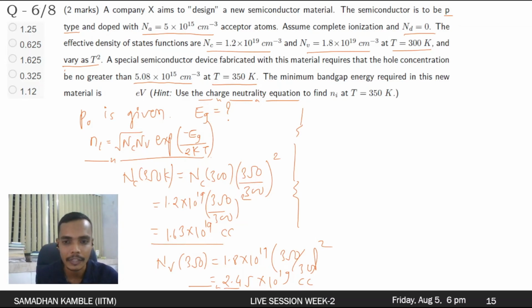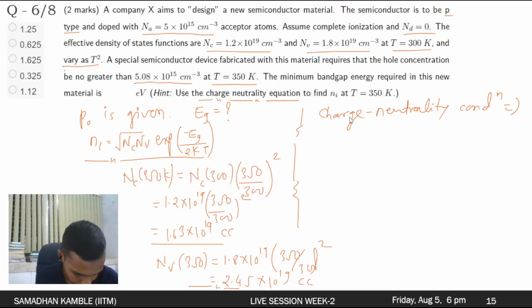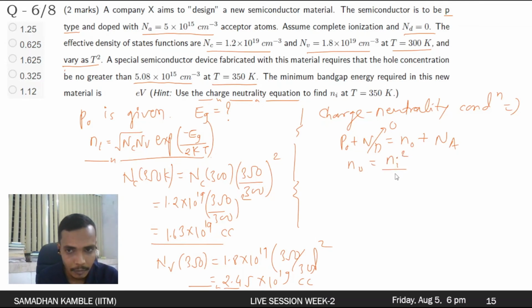So we then have the charge neutrality condition as P0 plus Nd is equal to N0 plus Na. Here Nd is going to be 0, and also we know that N0 is equal to Ni square by P0, because N0 P0 is equal to Ni square is our mass action law. So we can substitute this relation here, and from the values of Na and P0 we can find Ni square, and it comes out to be 4.06 times 10 to the power 29.